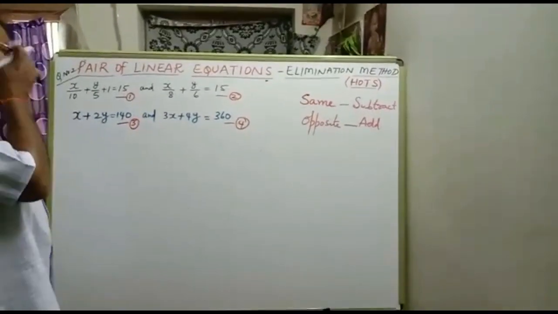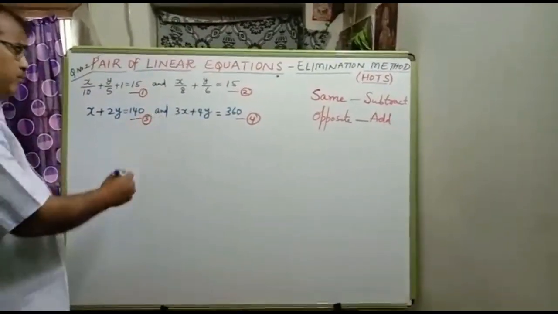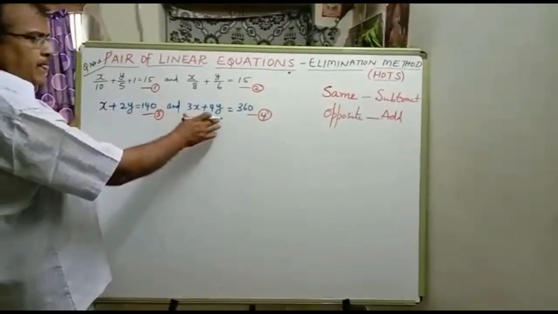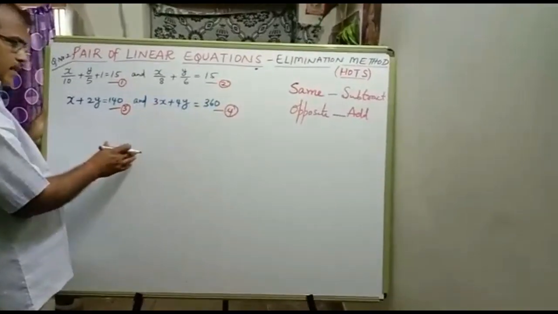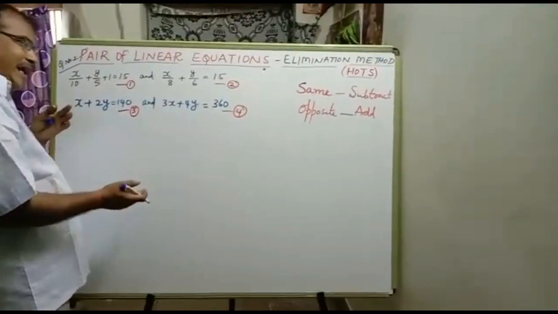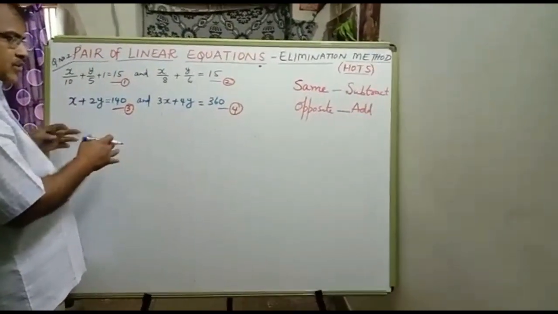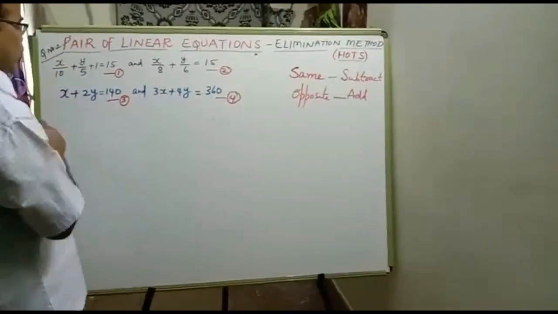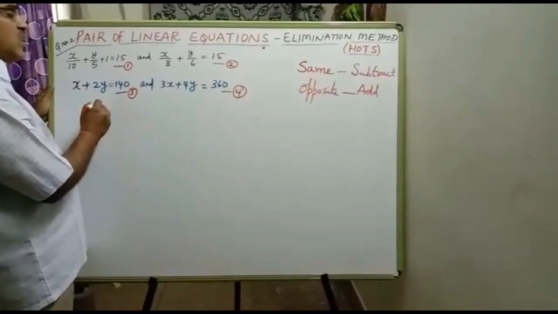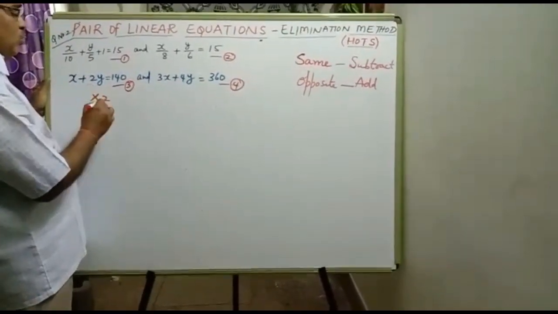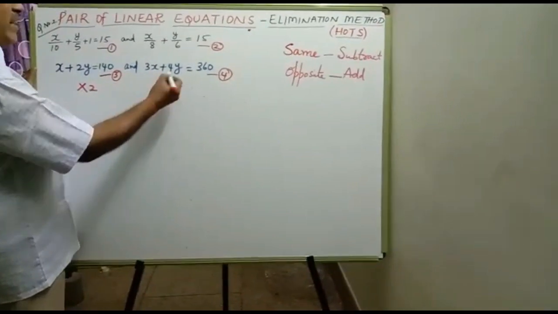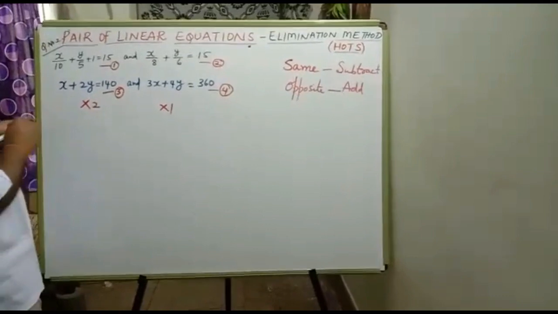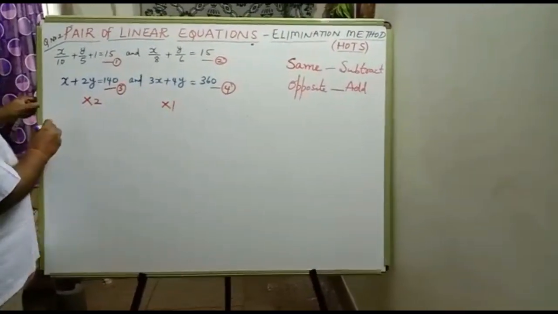Now instead of solving 1 and 2, I am going to solve 3 and 4. What is 3? x plus 2y is equal to 140, and 3x plus 4y is equal to 360. Here also I am going to eliminate y. So I have to multiply equation 3 by 2. Equation 4 doesn't need it; if you want, you can write into 1. So the full equation we have to multiply.